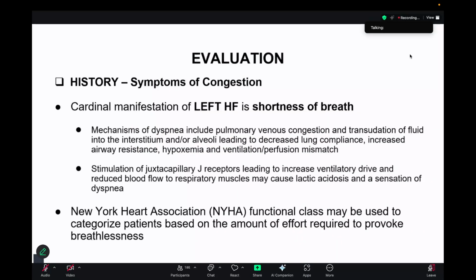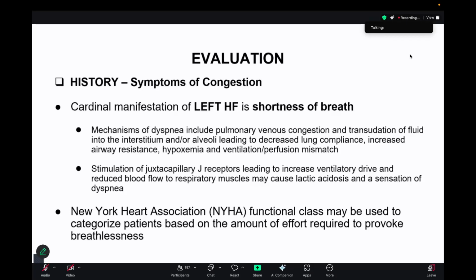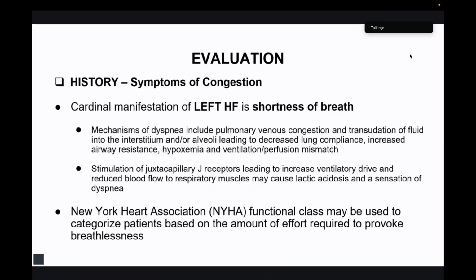So next we go on to evaluation of patients with heart failure. Getting a good history is important. The most common symptoms of heart failure are related to volume overload with elevations in the pulmonary and/or systemic venous pressure. So we look into the history for symptoms of congestion.